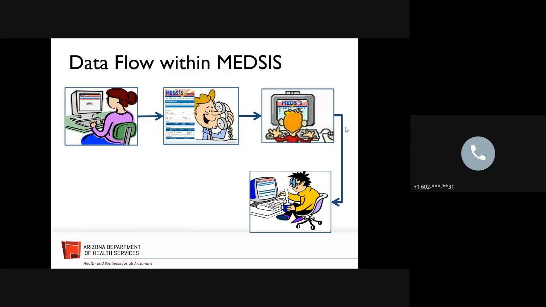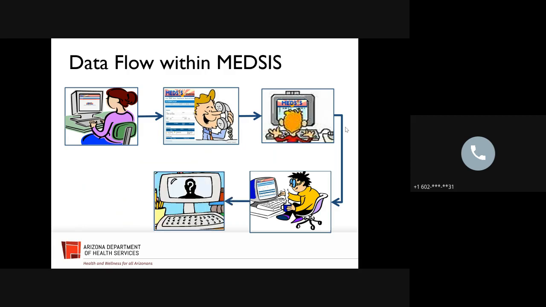Once this case has been reviewed by ADHS, you will then state review it and archive it. Once it's state reviewed, it means the same as archiving the case. And if it's a national notifiable condition, then we will de-identify it and send it to CDC.